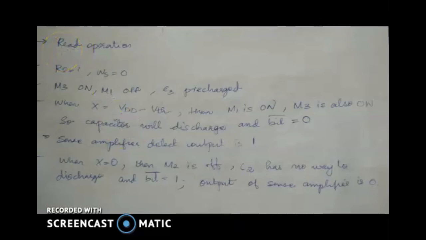Let's just recap the read operation. For that, read select is 1 and write select is 0. M3 is on, M1 is off, and C3 is pre-charged. When X is VDD minus VTH, then M2 is on and M3 is also on. So the capacitor will discharge and bit bar is 0. When bit bar is 0, the sense amplifier returns output as 1. When X is 0, M2 is off and C3 has no way to discharge, so bit bar will be 1, and hence the output of the sense amplifier is 0. So that's all about the read operation, and we have now discussed the 3T DRAM cell.